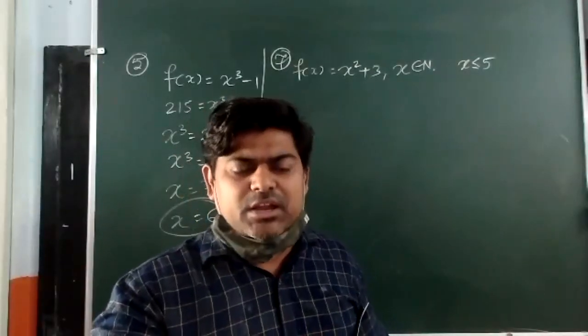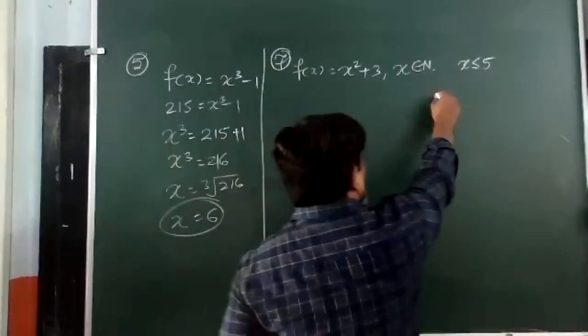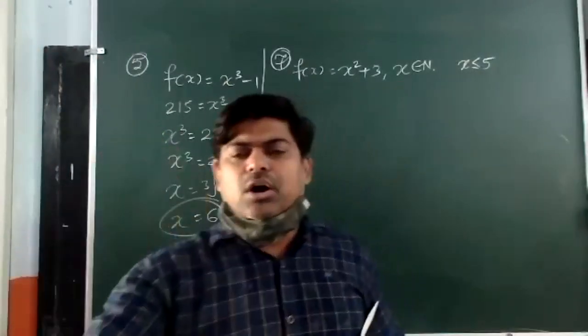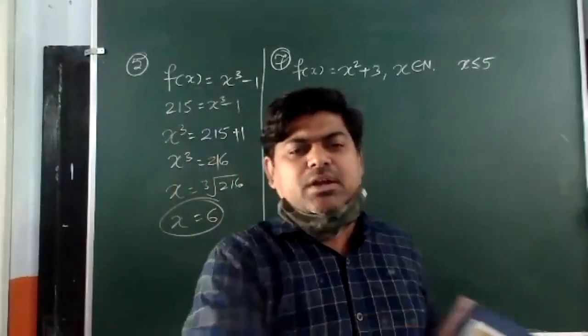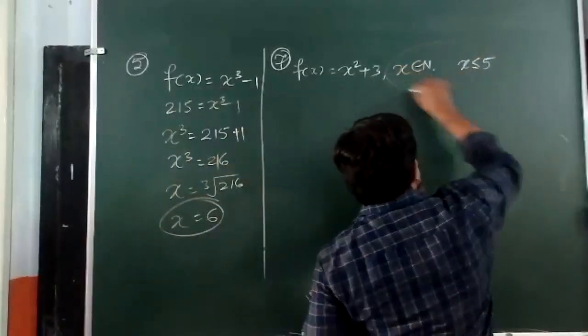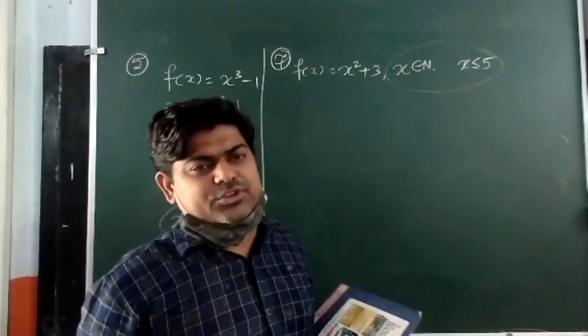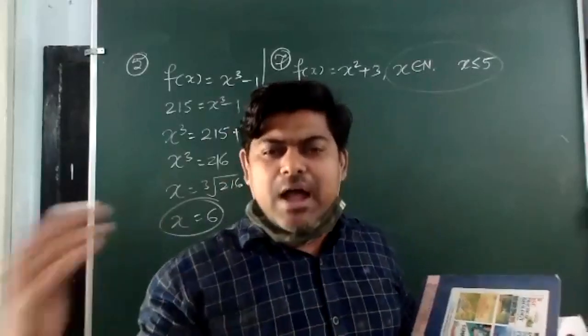So in the same way here, if I want to find the range, I know very well x will be 1, 2, 3, 4, 5. If someone asks me what would be the domain, this is the domain: x less than or equal to 5 and a natural number. It means 1, 2, 3, 4, 5. Now I am moving to the range.